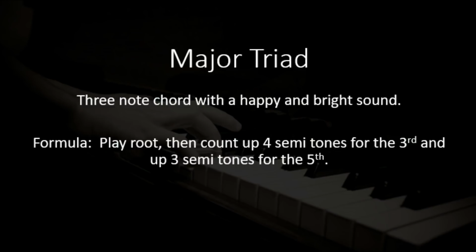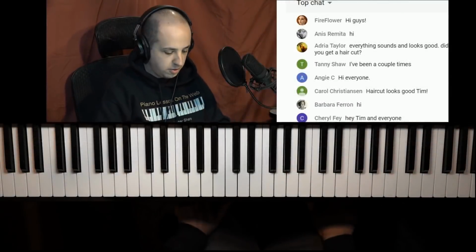Okay, the first type of triad is the major triad, and this type of triad is going to sound happy. Now, if you want to play any major triad, you play the root, then you count up 4 semitones. A semitone is a half step, which is the smallest amount of movement you can make on the piano. And then 3 semitones up from the third to get to the fifth. So let me tell you what I mean by that.